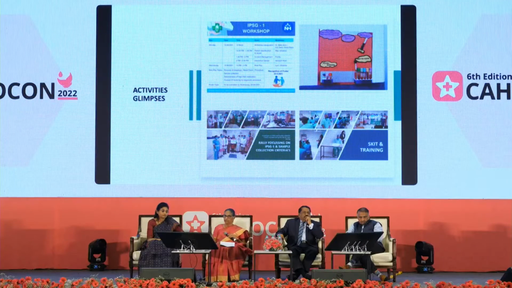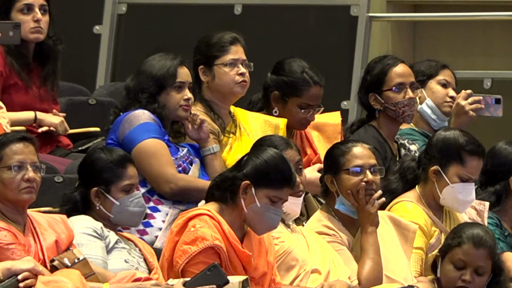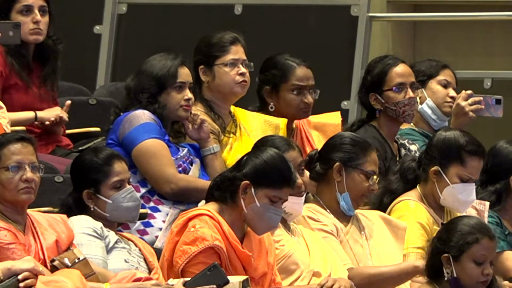These are the glimpses of the activities which we have taken up. We have displayed a predetermined sample collection module in each ward for easy reference. During the inductions, we have included a 2-hourly training program for the new staff, where each staff will have to go to the phlebotomy to take training. We have conducted IPSG-1 workshops and workshops on sample collection, and a regular monthly refresher training program by a phlebotomist.